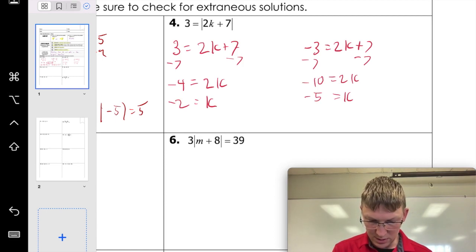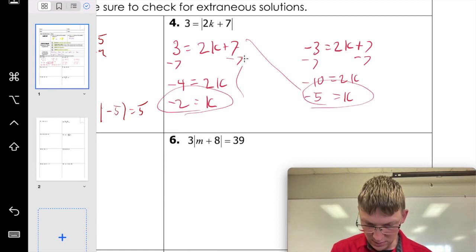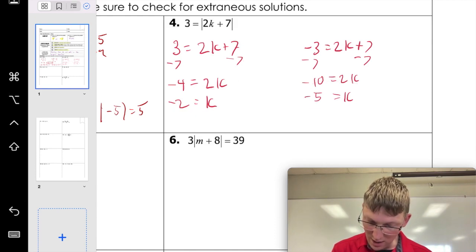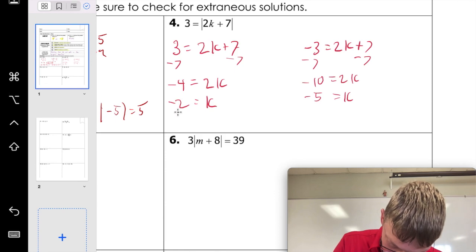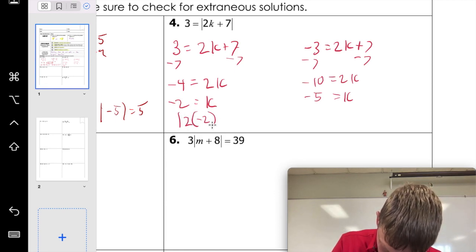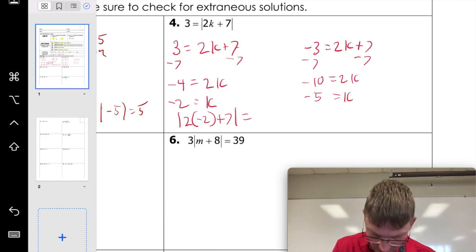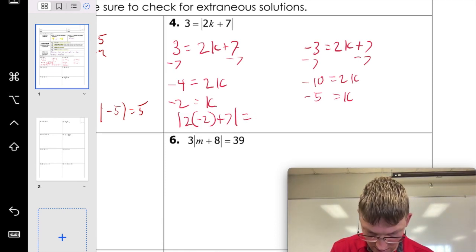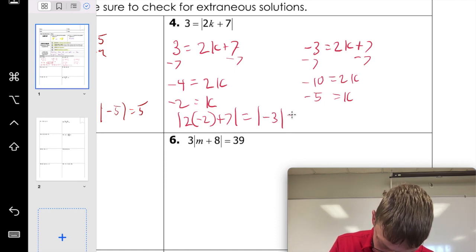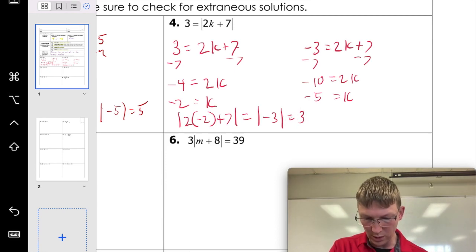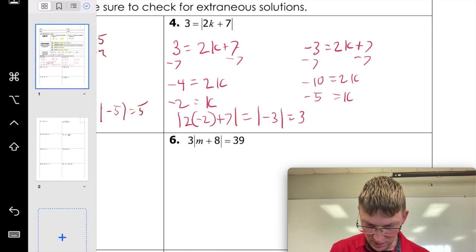So then we need to check to make sure these two solutions still fit in there. So we can't really circle them yet. So then we've got absolute value of 2 times negative 2 plus 7. What does that equal? So that's negative 4. So that's like 7 minus 4. So that is, in fact, negative 3. So we've got absolute value of negative 3, which equals 3. We're good. So that is a good solution.